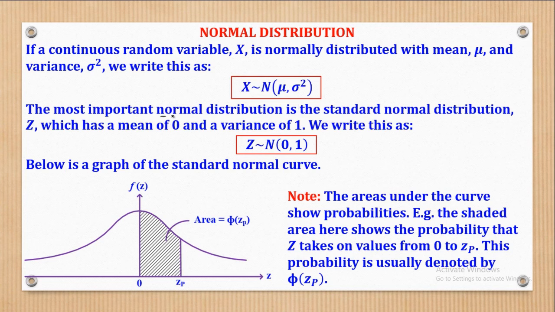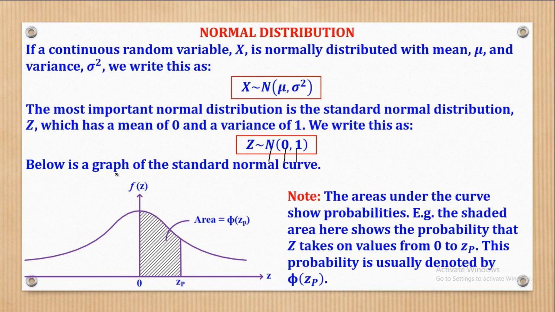The most important normal distribution is the standard normal distribution, and is given by the symbol Z, which has a mean of 0 and a variance of 1. Therefore we write this as Z ~ N(0, 1). This means that random variable Z follows a normal distribution with mean 0 and variance 1. So like I said, what they put here will be the mean, and what they put here will be the variance, as long as this is capital N.